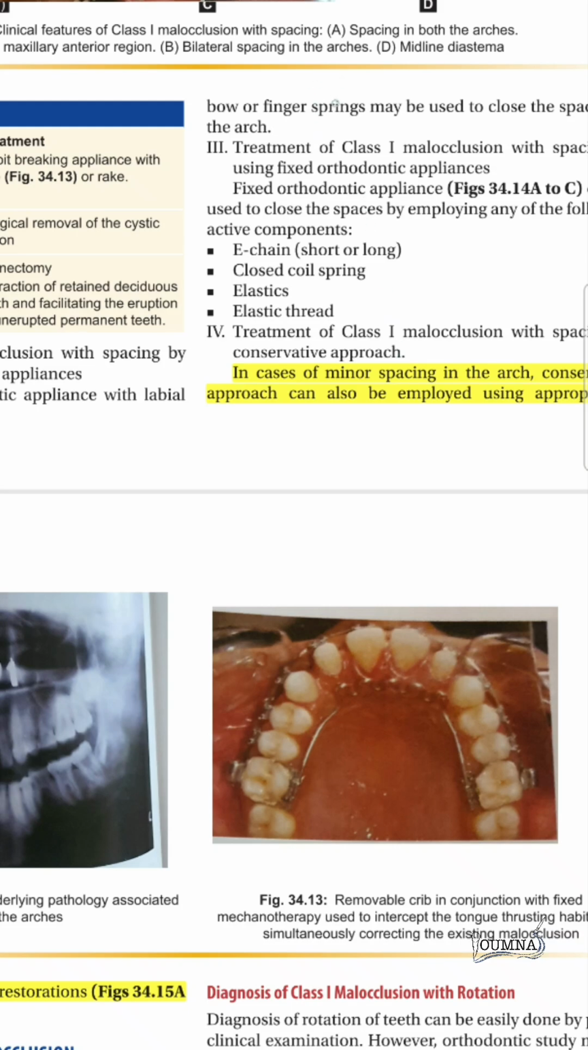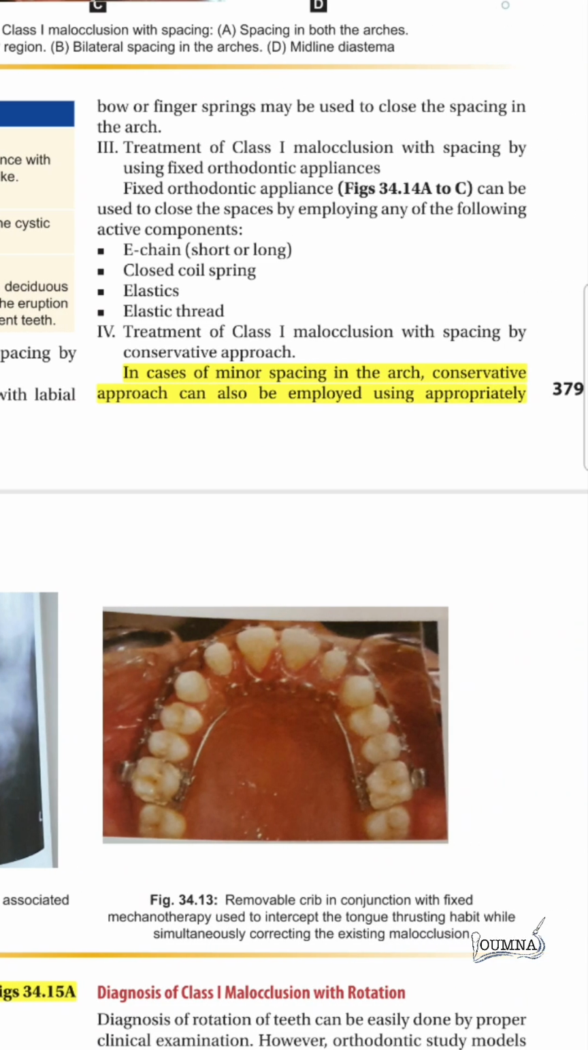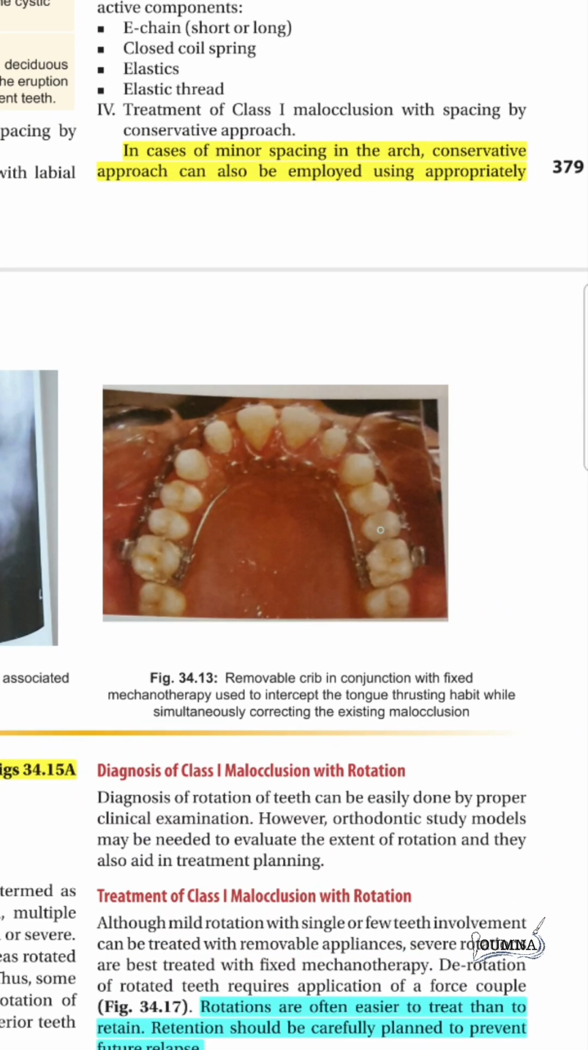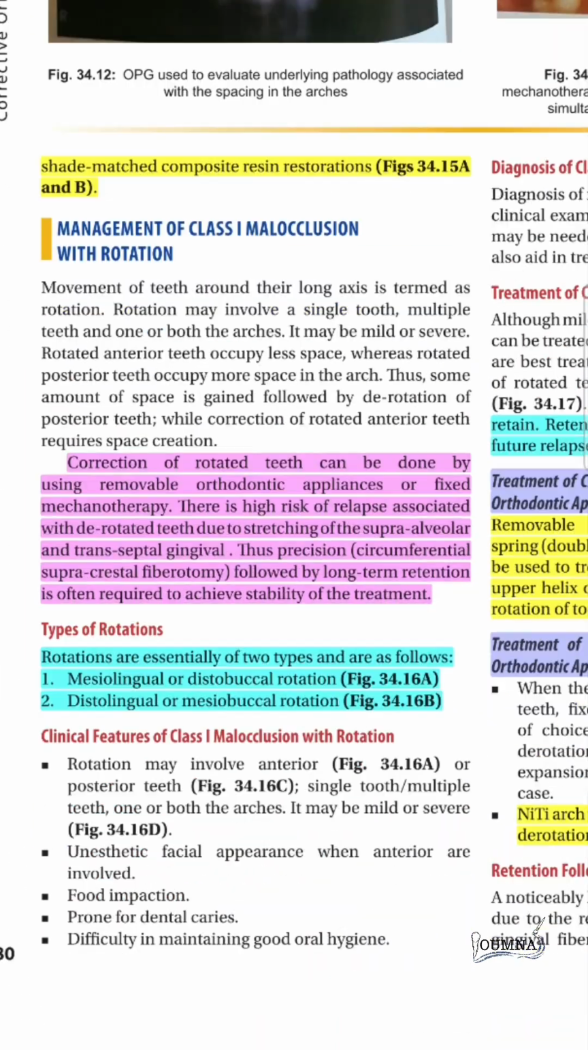Also, finger springs can be used with a labial bow to close the spacing. If you want to use a fixed orthodontic appliance, we can use the closed coil spring with elastics. And if the spacing is minor, we can use a conservative approach of doing composite resin restorations.